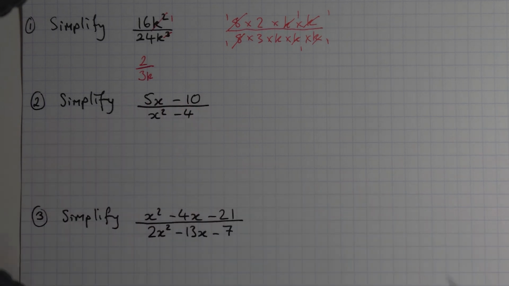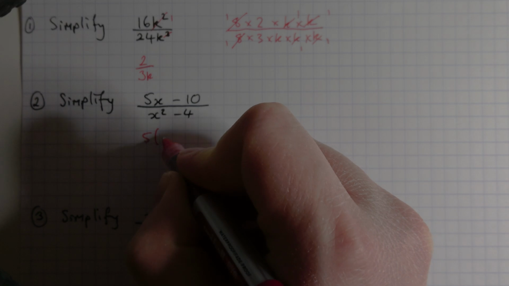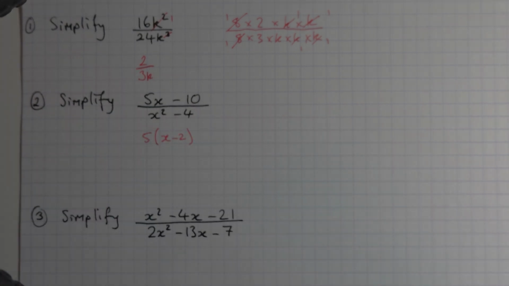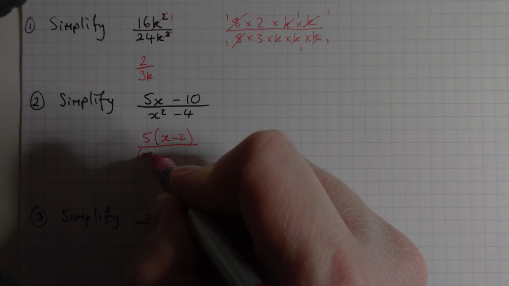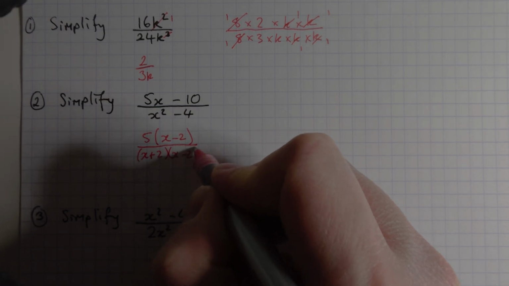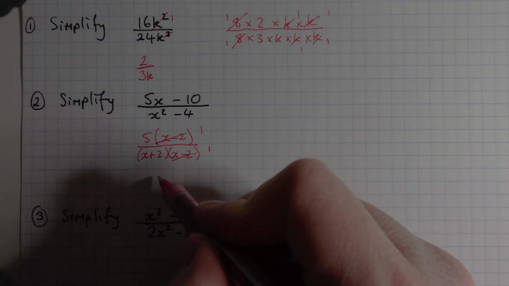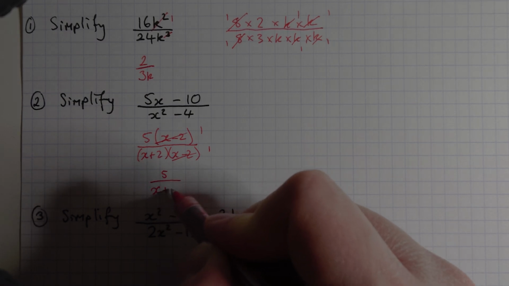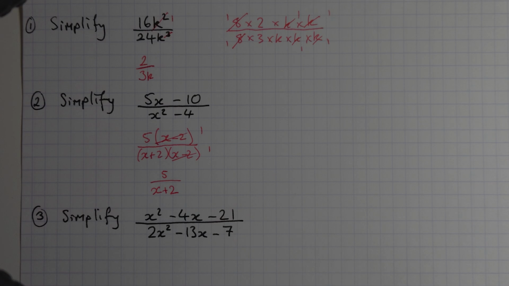So this top one is just a one bracket factorisation. The thing that's in common here is 5, and that's 5 times (x minus 2). The bottom is the difference of two squares, so that's (x plus 2)(x minus 2). And then you'll notice that you've got this common factor of x minus 2 on the top and the bottom. So let's divide top and bottom by x minus 2. And all that's left is a 5 on the top and an x plus 2 on the bottom. So that fraction there simplifies to that fraction there.